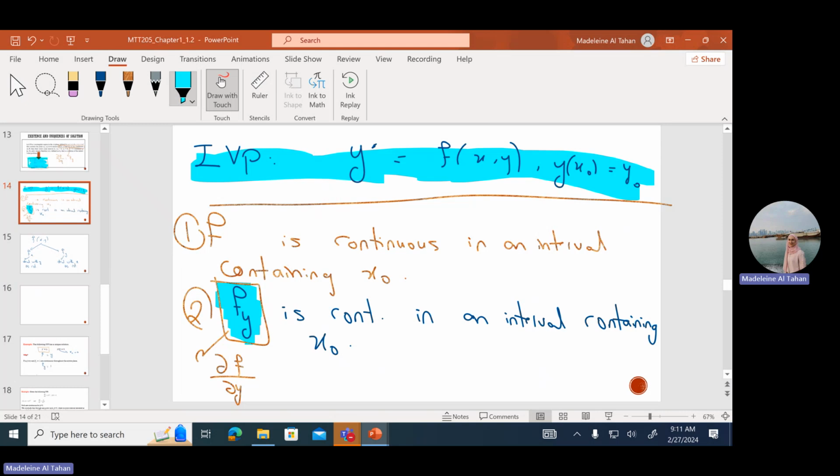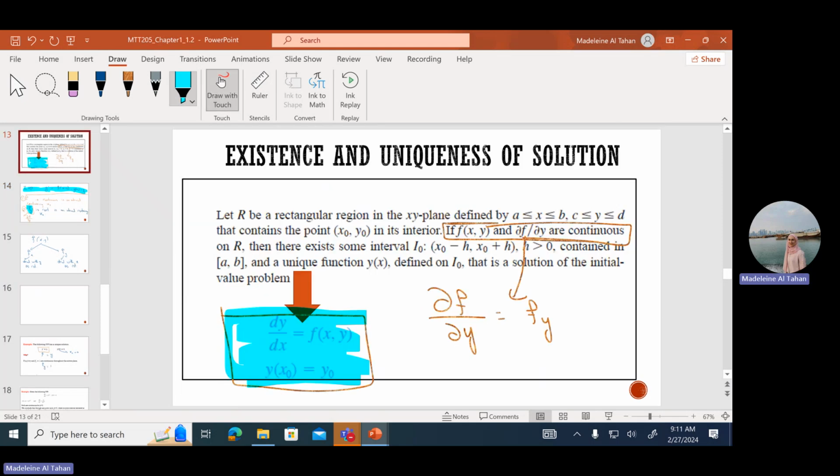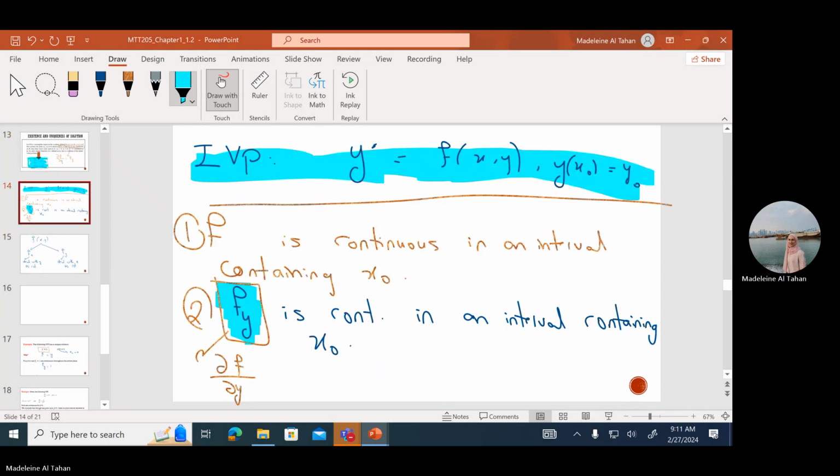Do we have any questions? The first one is supposed to be f. The function in general, the function that is given, and the second one f_y. This is the rule here. You will find f and then f_y. Do we have any questions before we proceed?